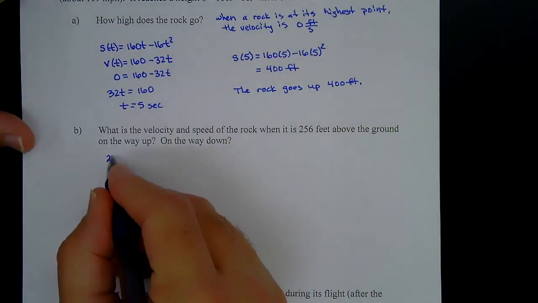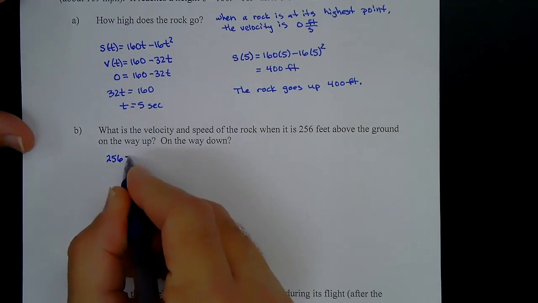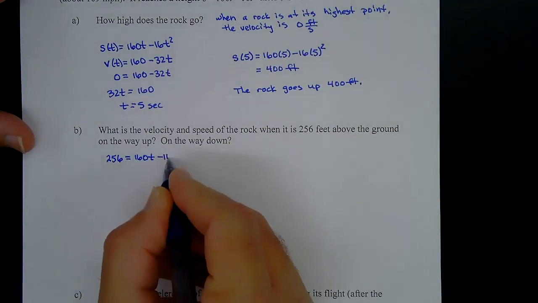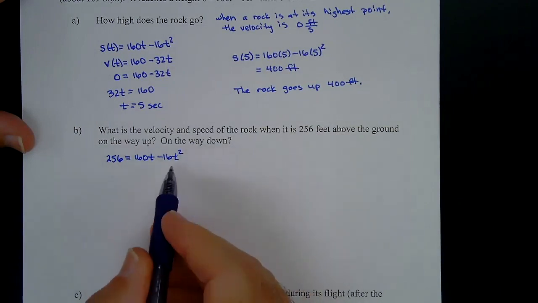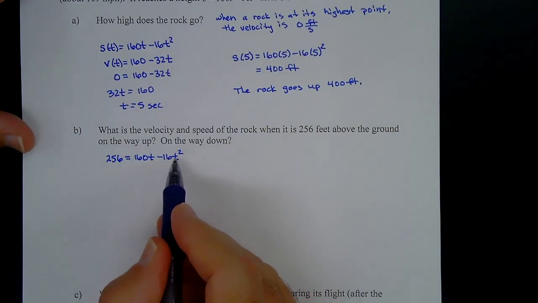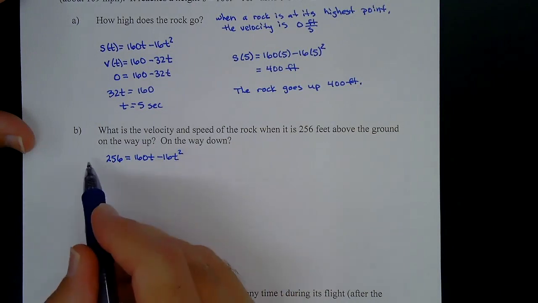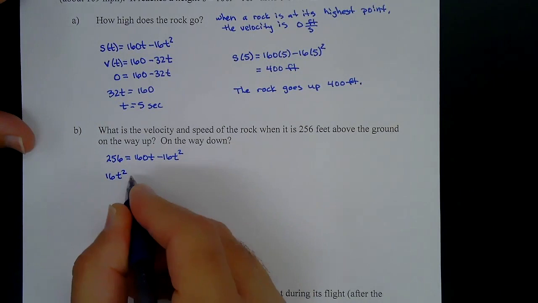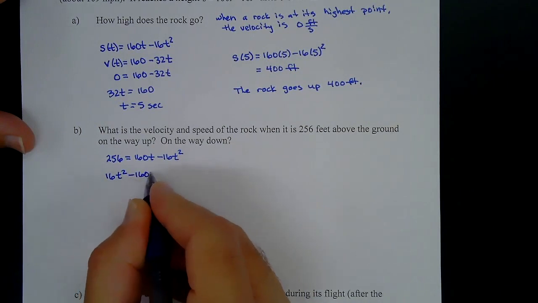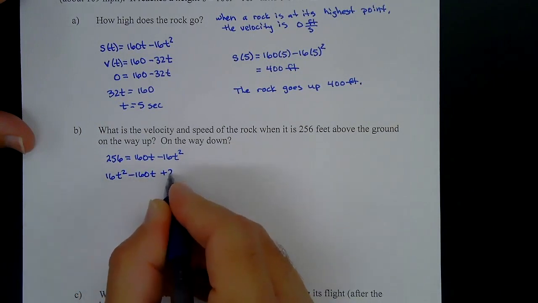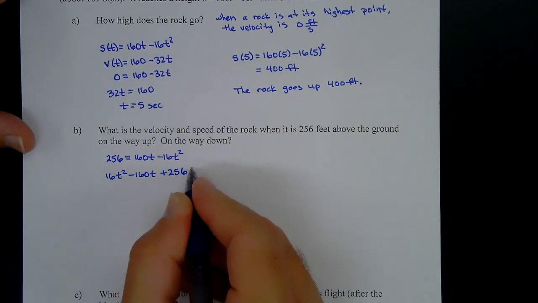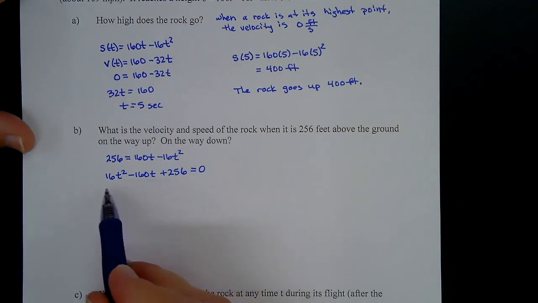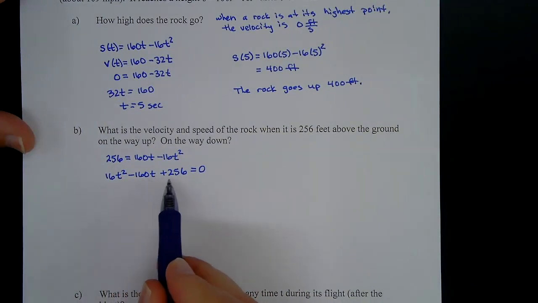So 256 is equal to 160t minus 16t squared. Since this is negative 16t squared, I'm going to move this over to the left-hand side. So it becomes 16t squared minus 160t plus 256 equals 0. Now, there's a greatest common factor of 16 between all of these, okay?